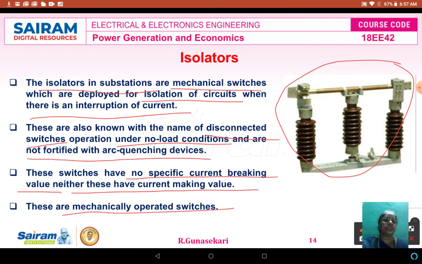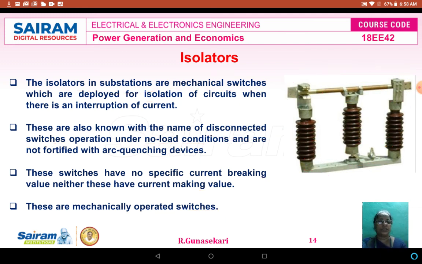Now you see the circuit diagram. This is the three phases. This is R, Y, B, three phases. Okay, so here you see these are the connectors. So during fault or interruption of current, that means it is disconnected. That's why another name is disconnect switches.